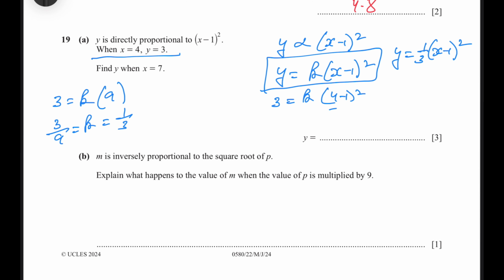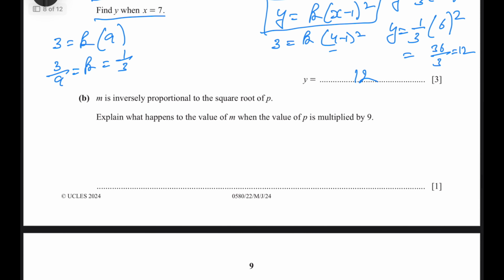Now find y when x is 7. You simply have to substitute the value of x as 7. So y equals 1 by 3 times (7 minus 1) squared, which is 6 squared. We know 6 squared is 36. 36 by 3 equals 12. So y is 12.